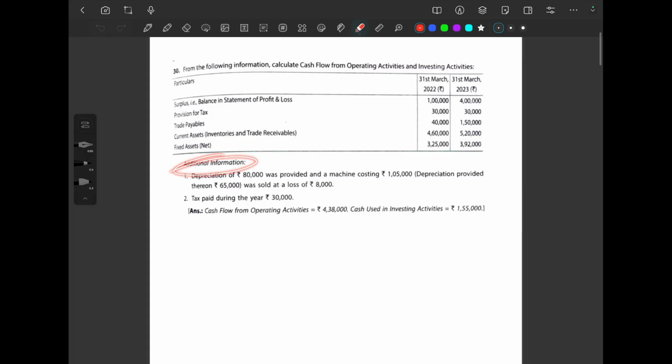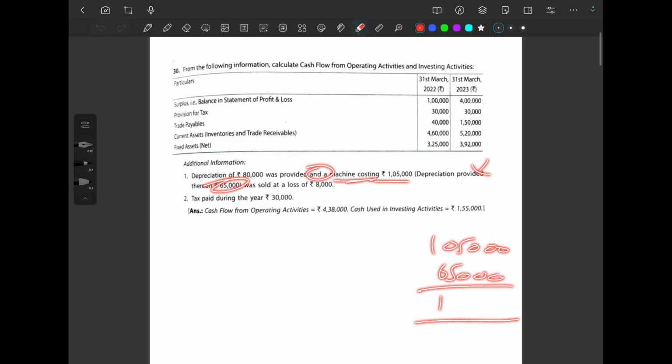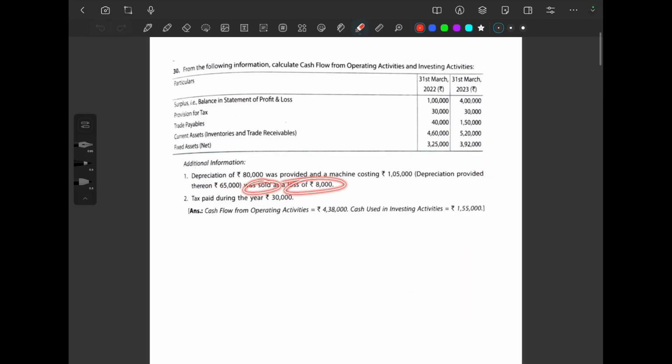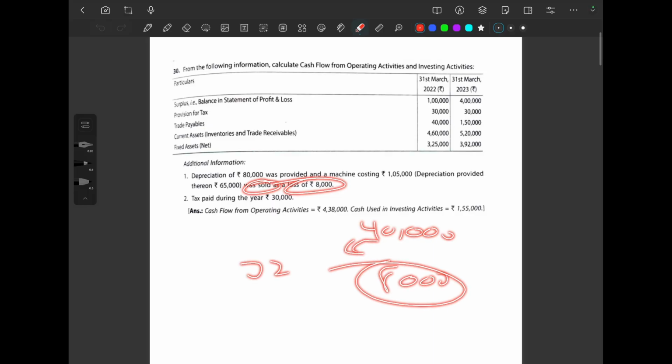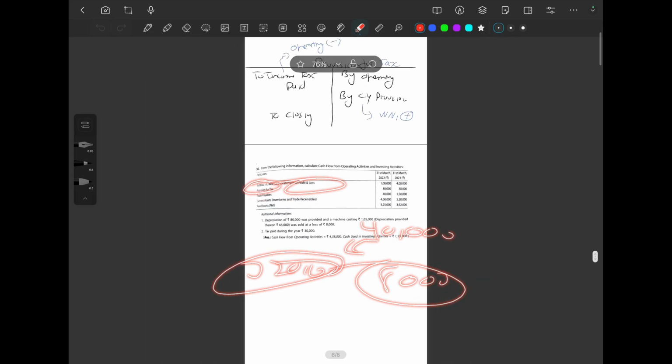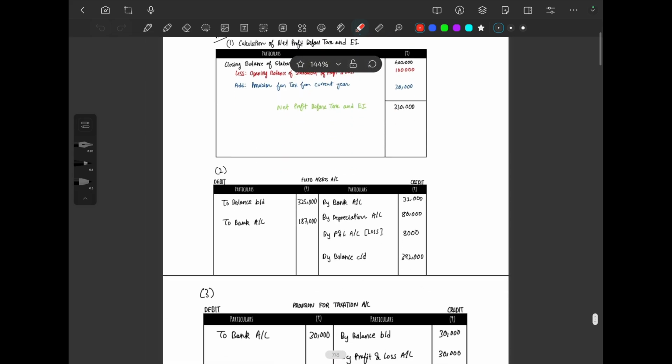Additional information says that depreciation of 80,000 was provided, that is depreciation for the whole fixed asset, and a machine costing 1,05,000, on which depreciation of 65,000 was provided. That means we had a fixed asset of 1,05,000, on which there was 65,000 depreciation, so an asset of 40,000 is left. Let's see what information comes next. It was sold at a loss of 8,000, that means we sold machinery worth 40,000 at a loss of 8,000, so we sold it at the balancing figure of 32,000. Let's see the working of the solution.